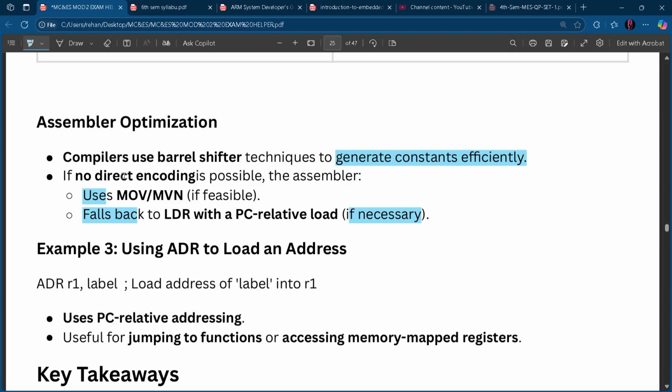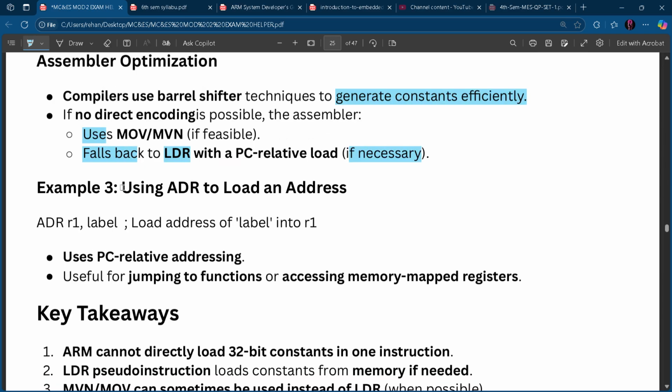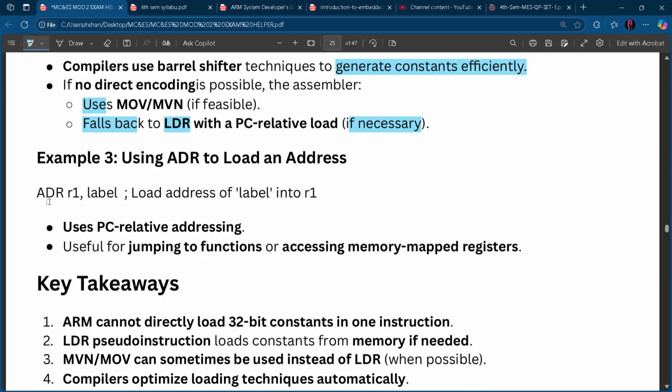How can you use it? Basically it always tries to use move or move not if feasible. Else, if that is not possible, it falls back to LDR if necessary. Example 3, how it is done using ADR to load an address. Simple: ADR R1, label. Whatever the address is at the label, it loads the address of the label into R1.